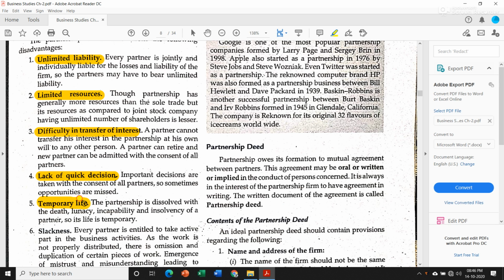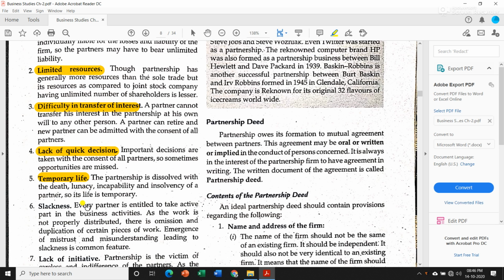Then temporary life. The partnership is dissolved with the death, lunacy, incapability, and insolvency of a partner, so its life is temporary. Means if the partners die, become lunatic, or if they are incapable of carrying on the partnership firm, then the life of the partnership firm also gets finished. Okay, so we can say that partnership firms have temporary life.